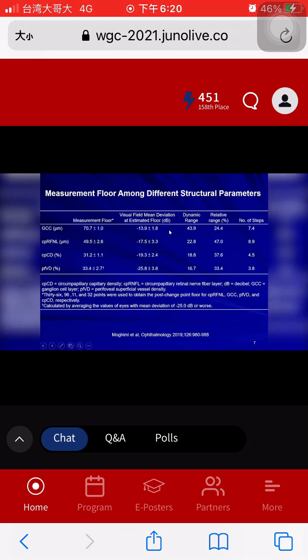In addition to monitoring visual field progression, it's also challenging to find a structural parameter for progression. This table estimates the measurement floors of different structural parameters. As you can see, the floor of GCC exists when MD gets around -13, followed by the RNFL floor with MD around -17, then circumpapillary capillary density with MD around -19. The perifoveal superficial vessel density shows the lowest floor with MD around -25.